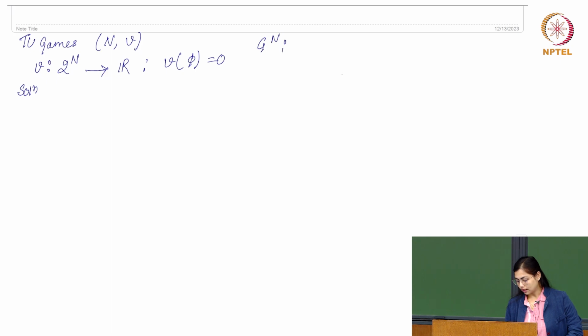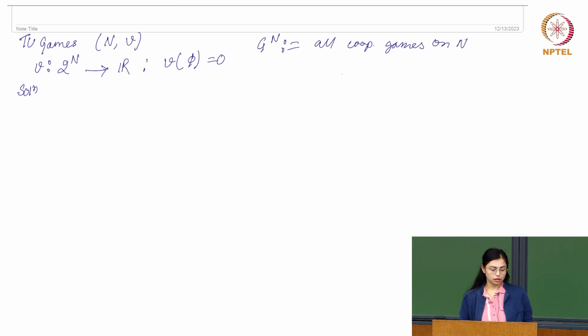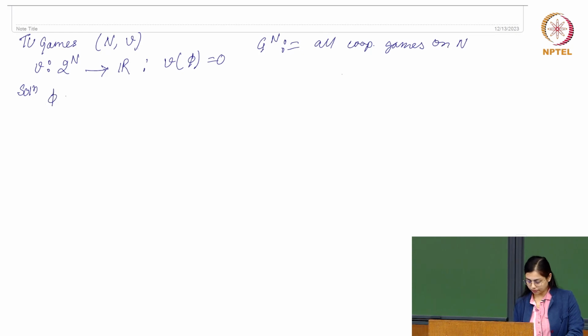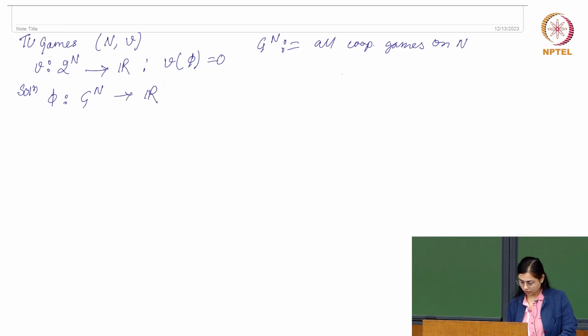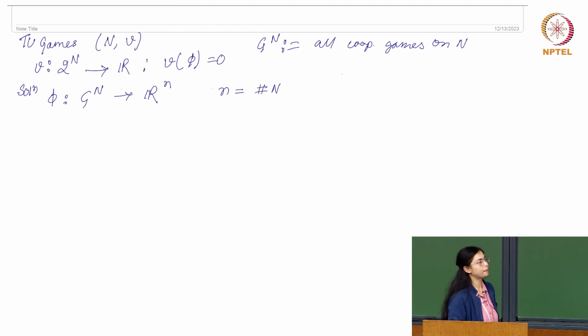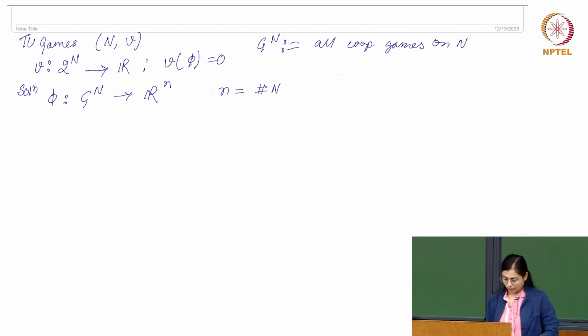Let G_N be the set of all cooperative games on N. Then a solution is another function on this set, where N is the cardinality of the player set, such that it satisfies the efficiency condition. Do you remember what the efficiency condition is? We allocate the worth of the grand coalition among the players.